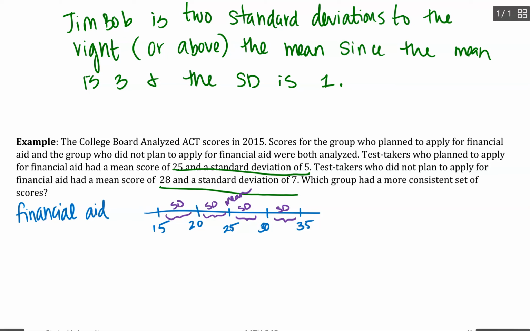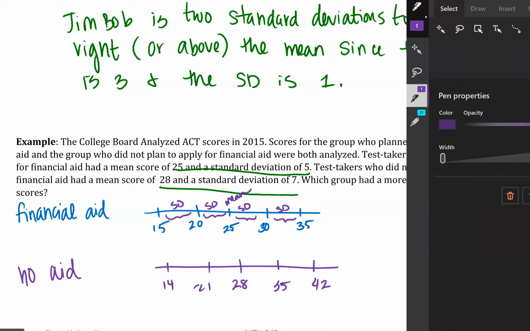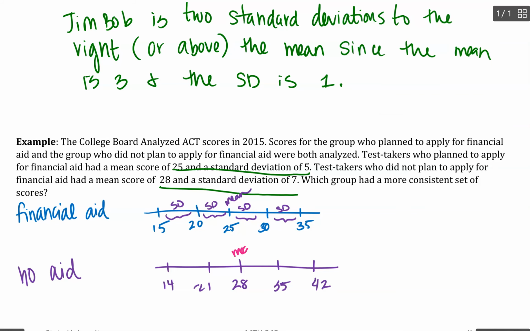Let's visualize the second one. So this would be no financial aid. The mean in this case is 28. The standard deviation is 7. So let's mark a few of these. And we get 35 and 42. And we get 21 and 14. So the standard deviation is 7, and the mean right here is 28. Each of these is a standard deviation.